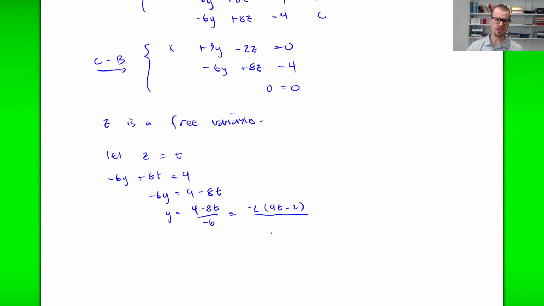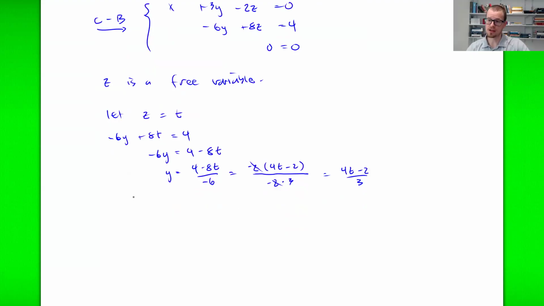So I wrote it in this order because that's convenient. 6 I can express as negative 2 times 3. I have a cancellation of the negative 2's, and I am left with 4t minus 2 divided by 3. And that's convenient. We like that. This allows us to plug the value of y and z into the first equation. X plus 3y. Y value was 4t minus 2 divided by 3. That's nice. Those cancel out. Minus 2 times the value of z, which we said is t, and this is equal to 0.